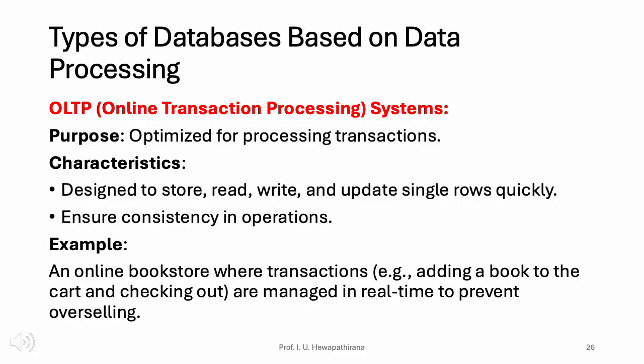A useful illustration is an online bookstore. When two customers simultaneously attempt to purchase the final copy of a book, the OLTP system ensures that only the customer who completes the checkout process first receives the item, and that the stock count is updated accordingly. OLTP systems are excellent for transactional integrity, but they are not inherently designed to read large numbers of rows concurrently.